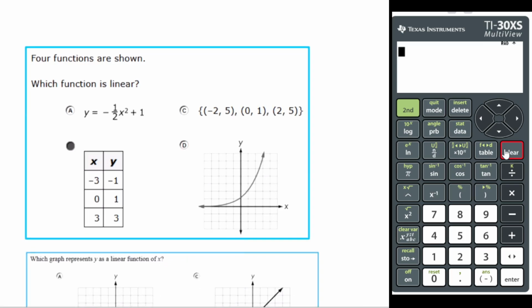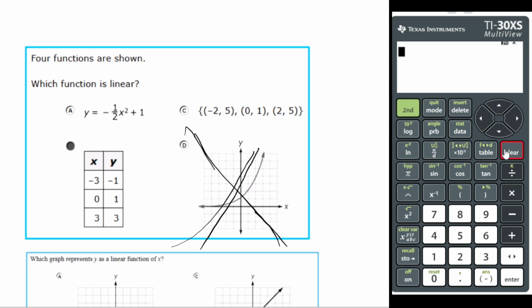Four functions are shown. Which one is linear? Okay. So when we talk about linear functions, obviously if they give you a graph, you can just check to see if it's a straight line. Is D a straight line? No, it has a curve. D is out immediately. Okay?